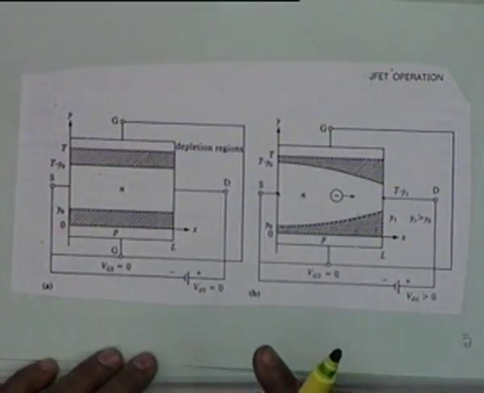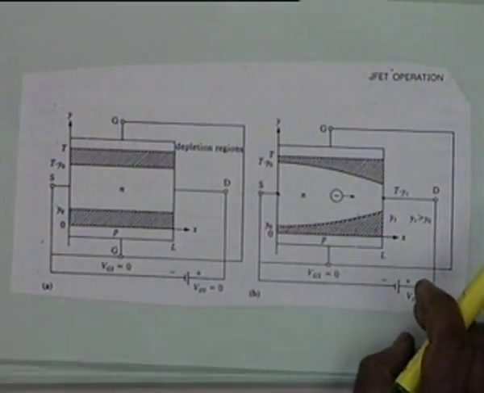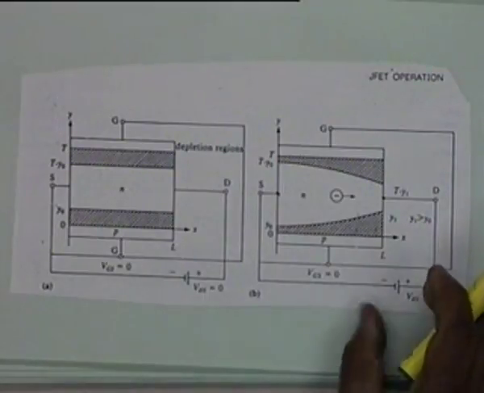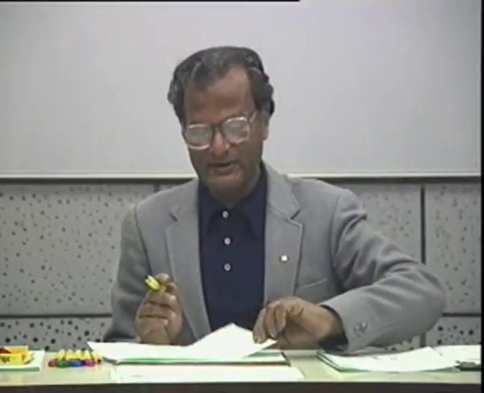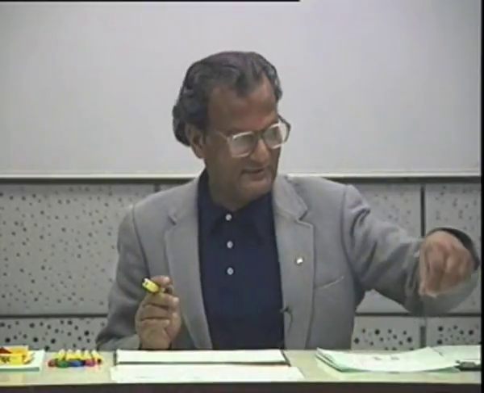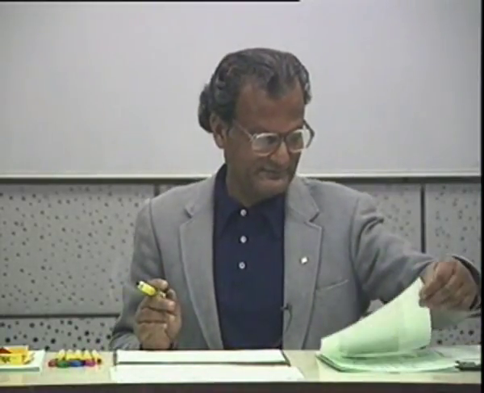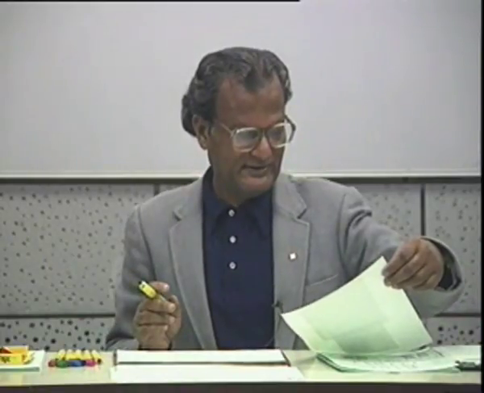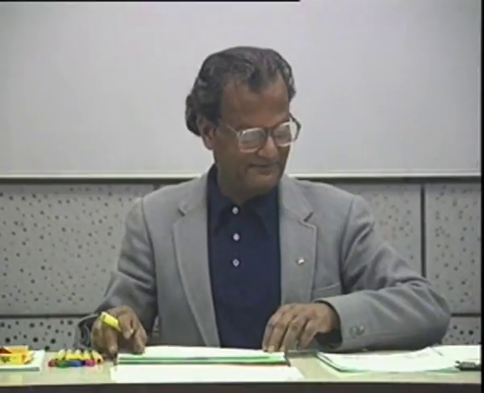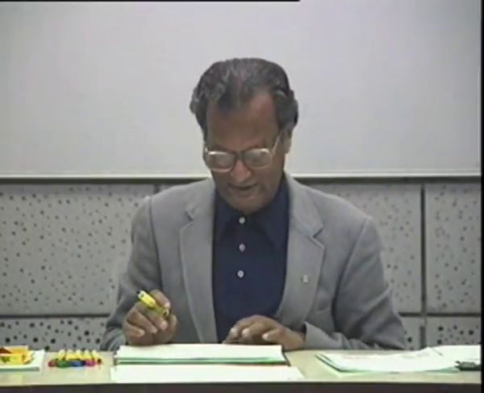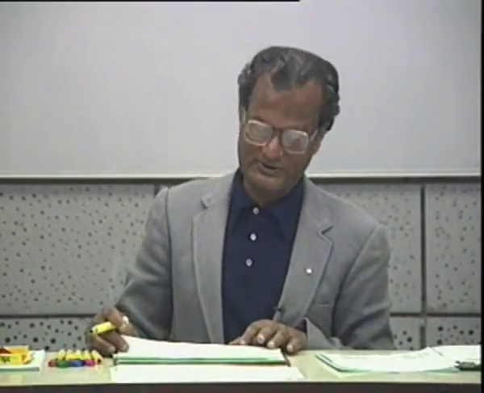Current starts flowing. If you apply more VDS, more current will flow, because it's basically a resistive material, till a certain peculiar phenomenon occurs. Before we discuss this phenomenon, I'll come to it a little later. But suppose, consider another situation.